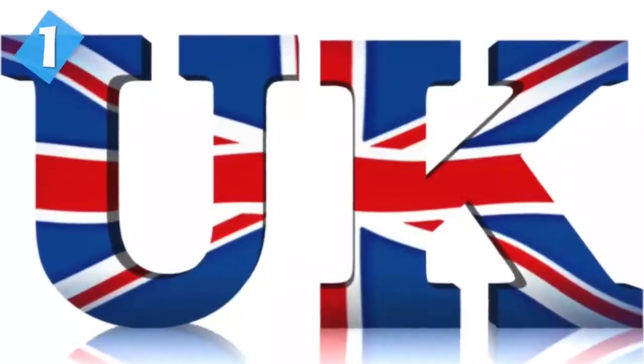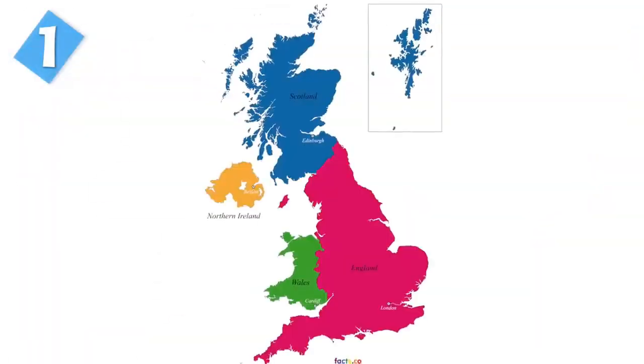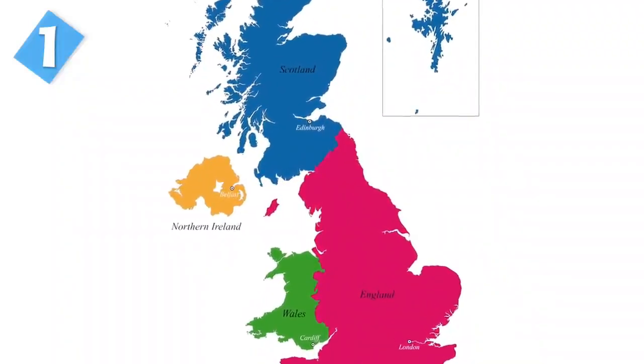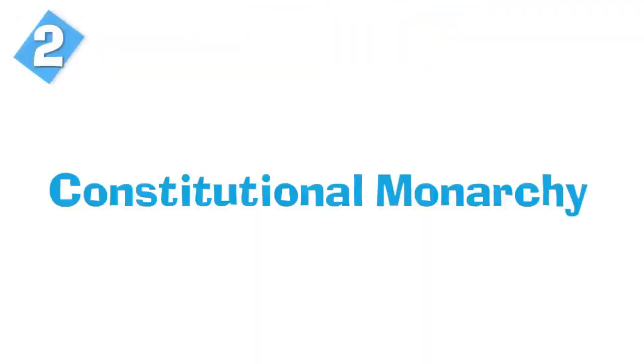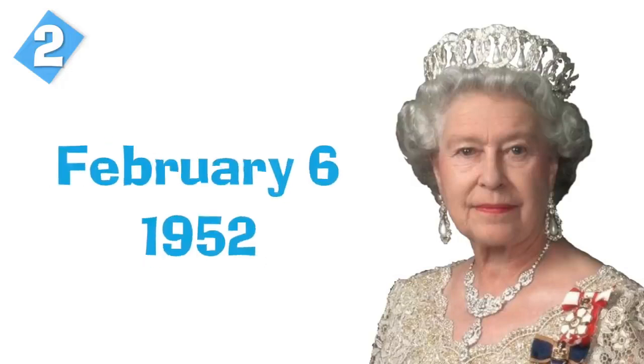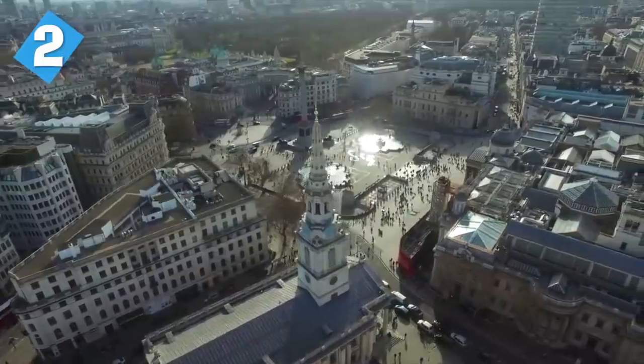The United Kingdom, commonly referred to as the UK, is made up of 4 countries: England, Scotland, Wales, and Northern Ireland. The United Kingdom is considered a constitutional monarchy with a parliamentary system of governance. The monarch, of course, is Queen Elizabeth II, and she's reigned since the 6th of February 1952, and the capital city of the United Kingdom is London.